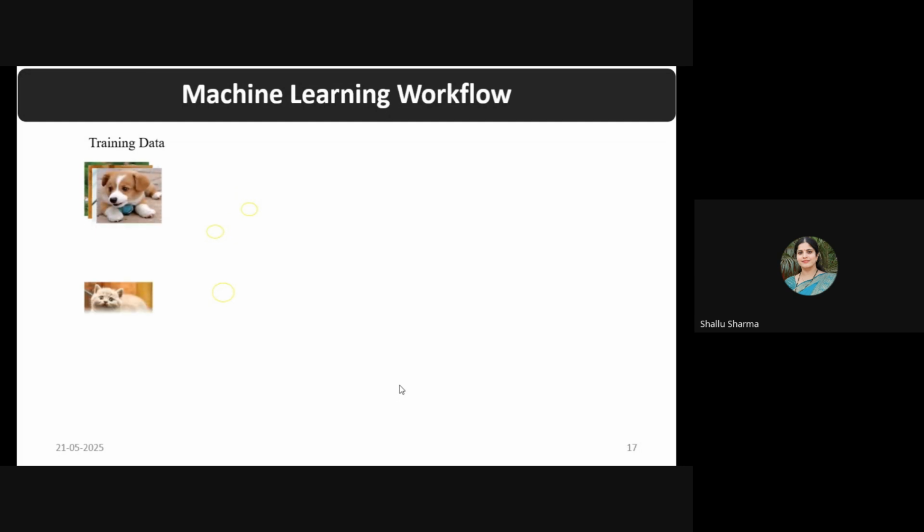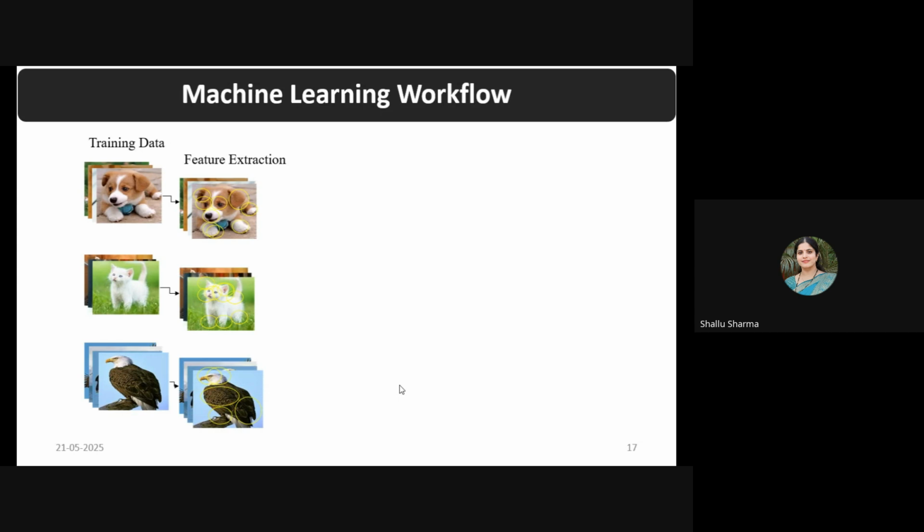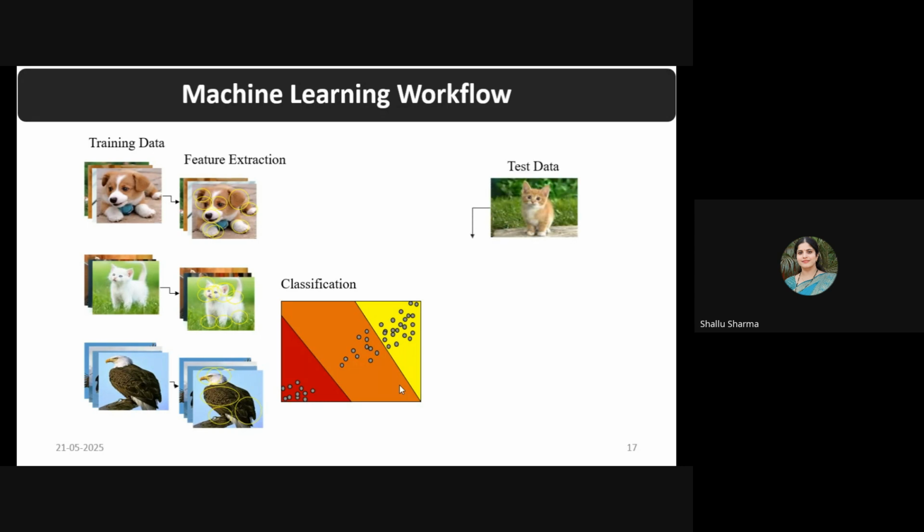This is a very basic model of how machine learning works. We have training data, then we extract the features from all these inputs, and then we train our classification model over these extracted features. Whenever the test data comes, we extract the same features from the test data and put them into the classification model, and based on that learning, it is going to give the output in terms of classes.